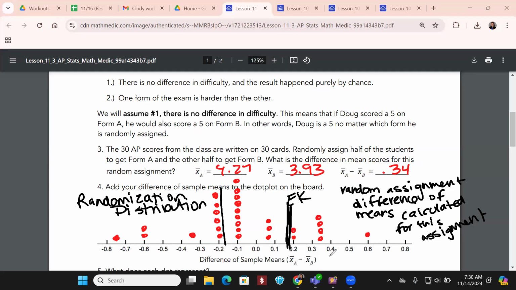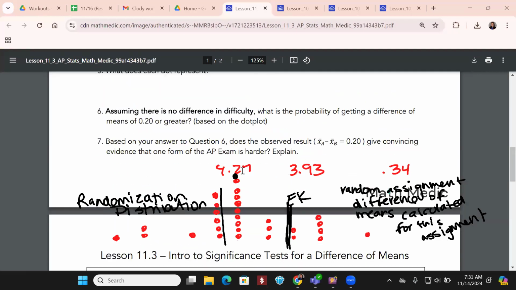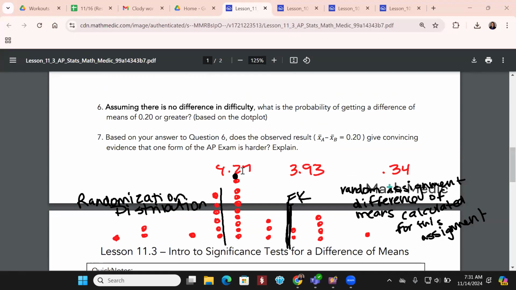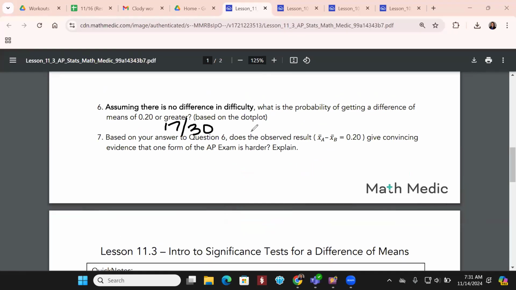What's EK? East Kentwood. Oh, this should have had 10 dots. Add one more. 17 out of 30? Okay. So on number 6, we got 17 out of 30 based on the dot plot, which is 0.56, maybe 0.57. That's our p-value.